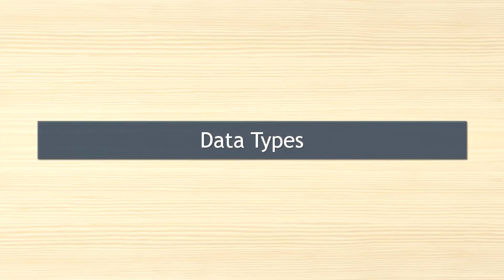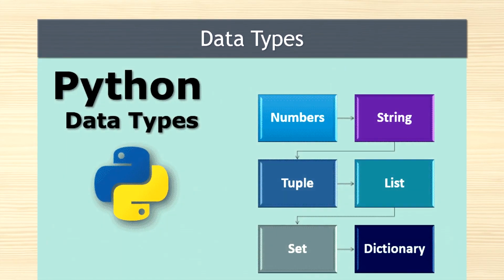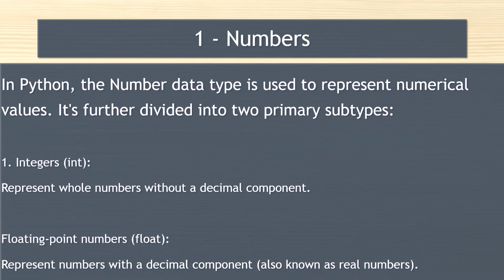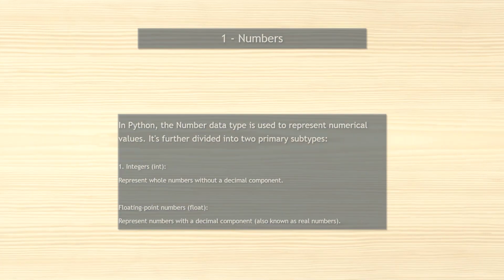Data types. Data types categorize the information we store in variables. Python offers a variety of built-in data types to represent different kinds of data. 1. Numbers. In Python, the number data type is used to represent numerical values. It's further divided into 2 primary subtypes. Integers, whole numbers without decimals. Floating point numbers, numbers with decimals.